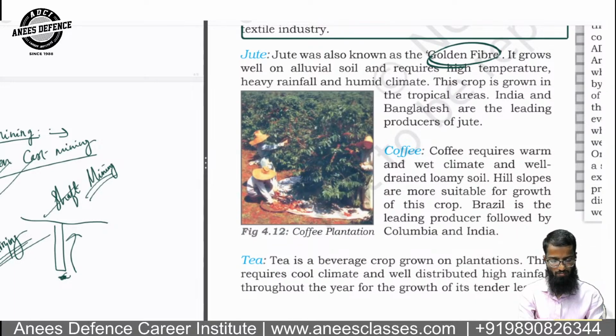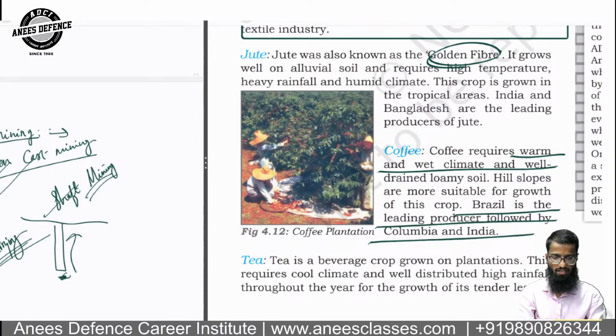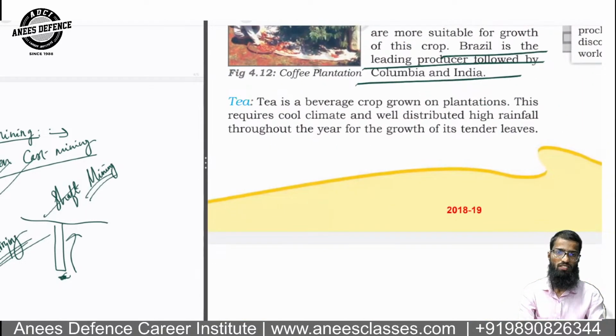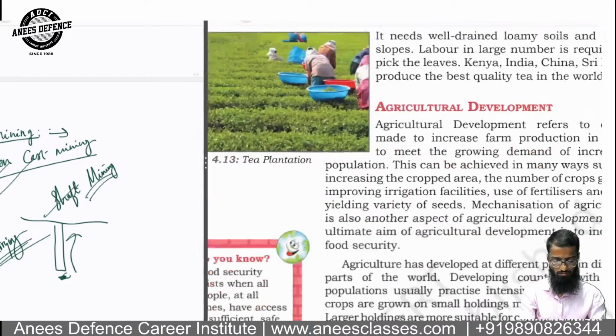Coffee requires warm and wet climate. Hill slopes are more suitable for growth of this crop. Brazil is the leading producer, followed by Colombia and India. Tea is the beverage crop grown in the plantation. This requires cool climate and well-distributed high rainfall throughout the year for the growth of its tender leaves.